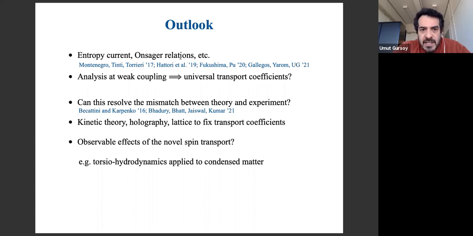Another thing is whether we can do some weakly coupled quantum field theory analysis and try to see if there's some kind of universality in the transport coefficients by matching to the hydrodynamic calculation. What I have in mind is something analogous to chiral magnetic conductivities and things like that, which can have some analog spin conductivities as well.